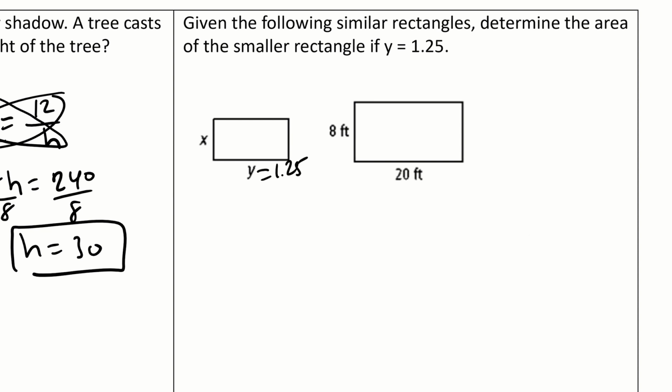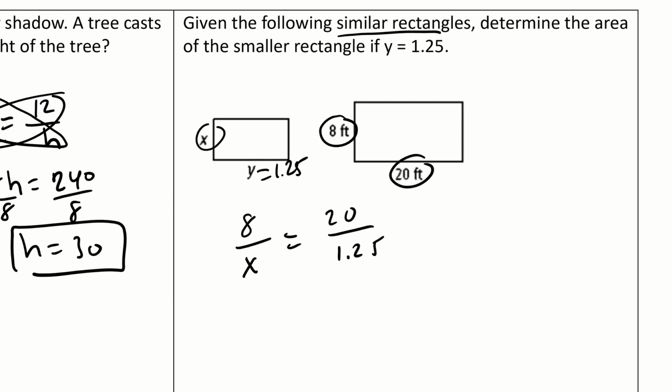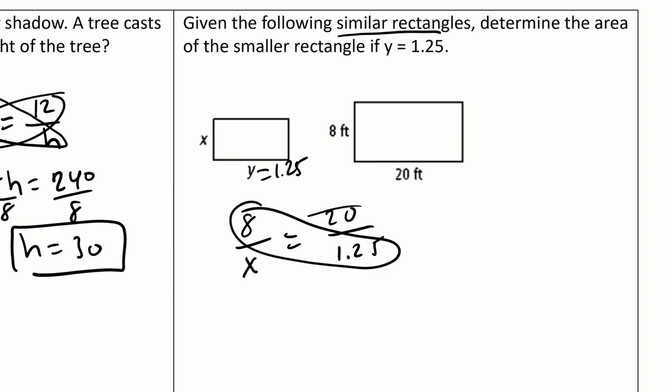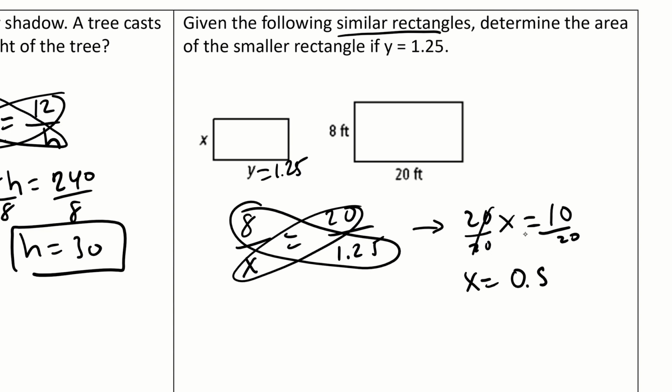So first, we realize that these are similar rectangles. So we said that 8 is to x as 20 is to 1.25. All right, so we set it up that way, and we cross multiply. So we get 20x equals 8 times 1.25, which is 10. Then divide by 20. So x is equal to 0.5.